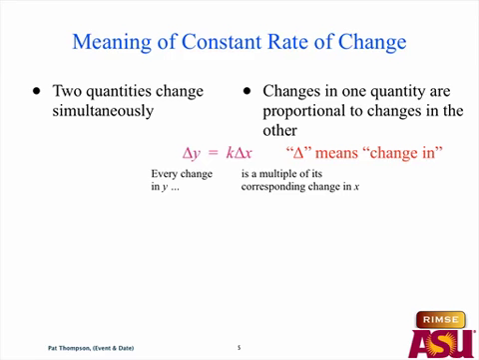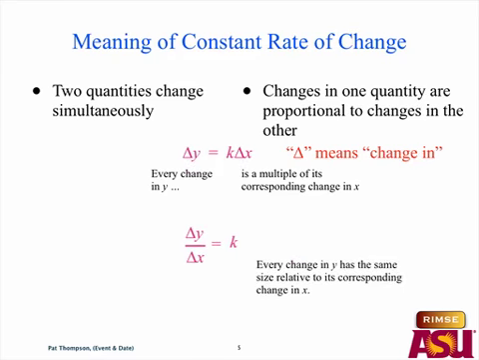It's a quotient, right? That's why we started talking about quotients. Because k is a quotient, it's the change in y over the change in x. Every change in y has the same relative size relative to its corresponding change in x. So remember what we said the quotient means. It means relative size. It's measuring change in y in units of the change in x, or how much larger the change in y is than the change in x. So that value k, that constant multiple, is the relative size of the change in one quantity to the change in the other.